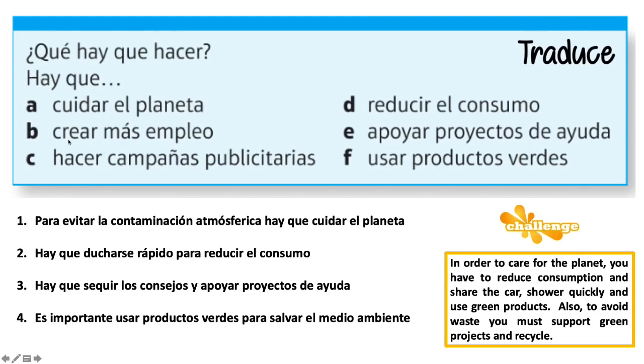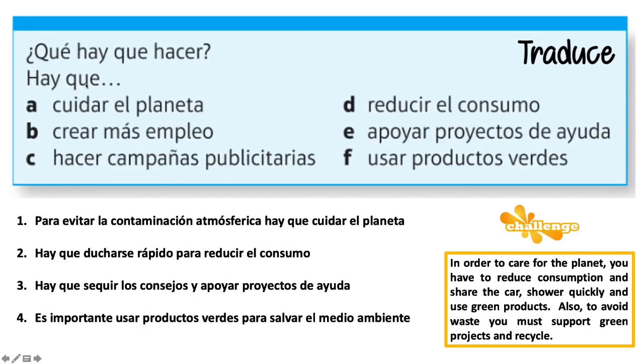Can you write these 6 sentences with hay que? You just have to put that in front of it, literally. So in your book, you have to write grammar and write hay que followed by infinitive and write the 6 examples and translate them. So hay que cuidar el planeta, we have to look after the planet. Hay que crear más empleo. What do you think that could be? We have to create more employment. Hay que hacer campañas publicitarias. Campañas like campaigns, or it can be projects, yeah?